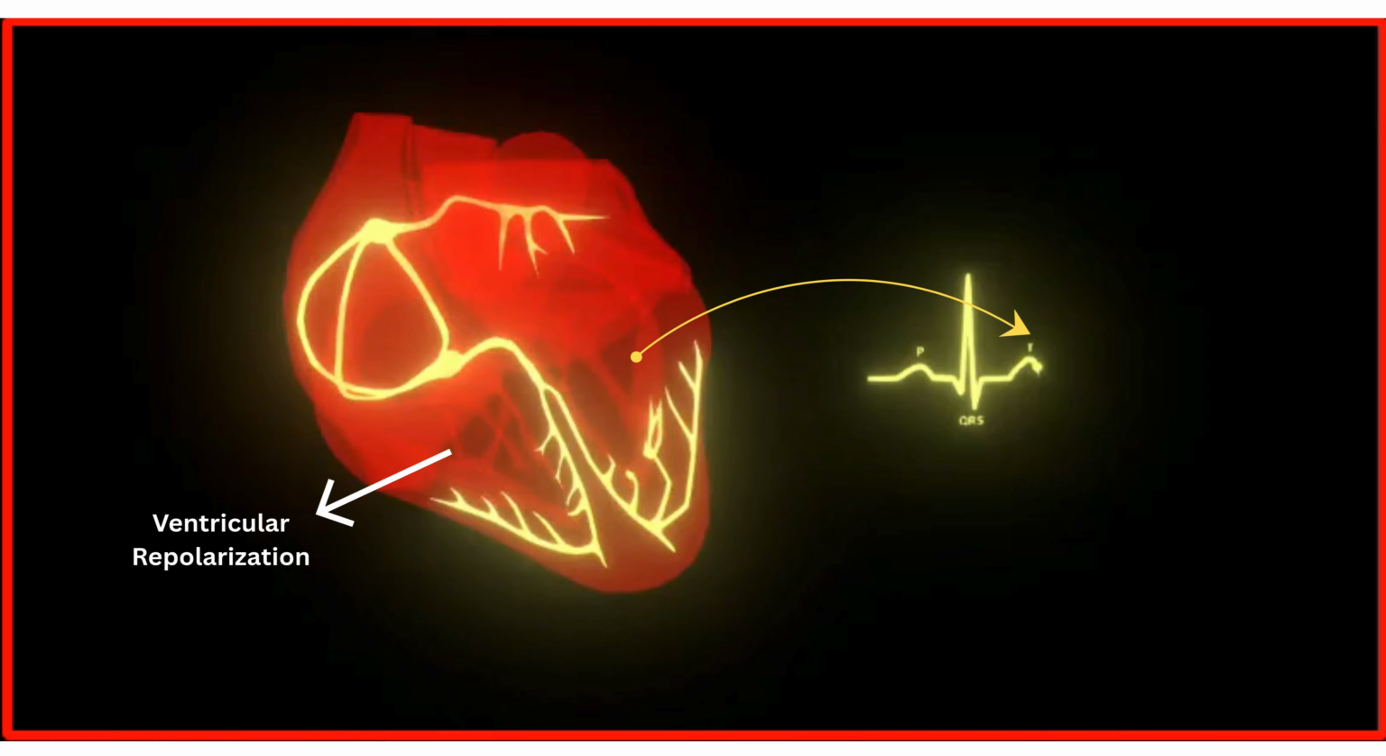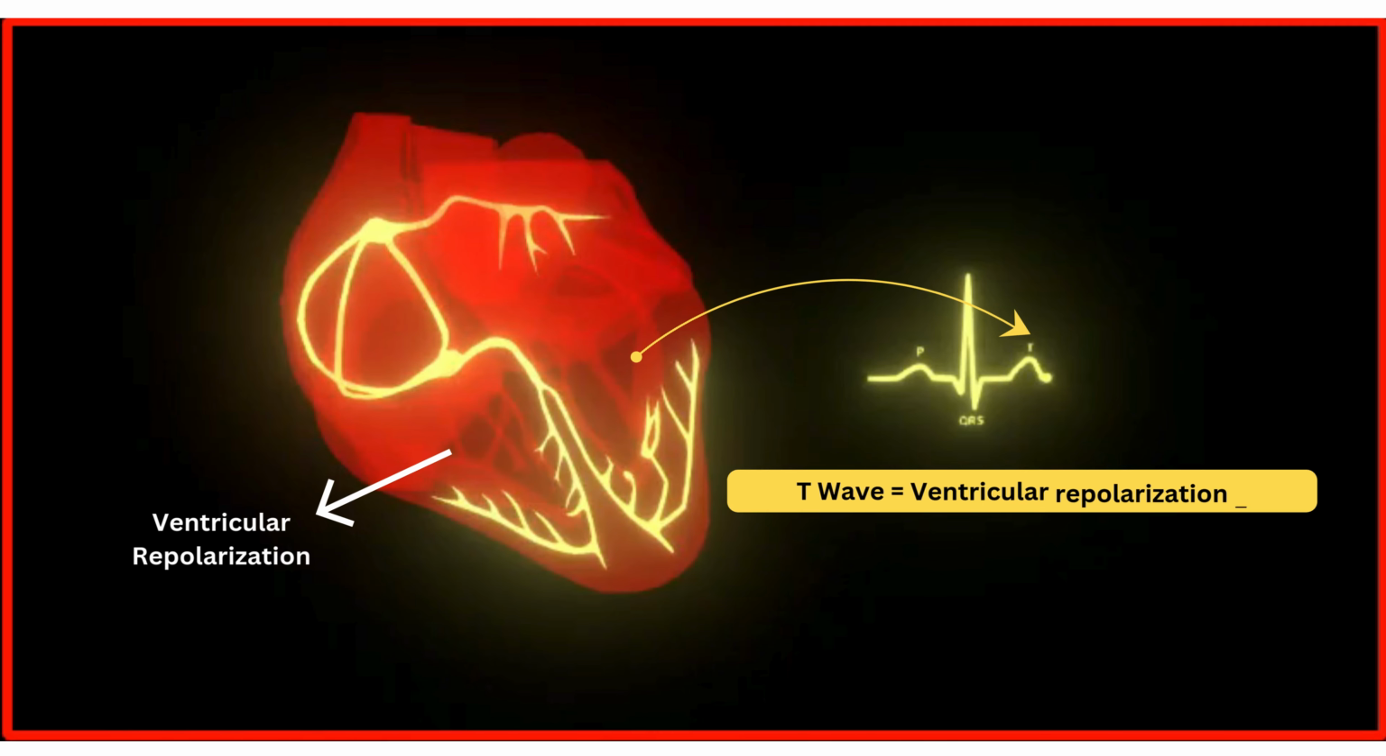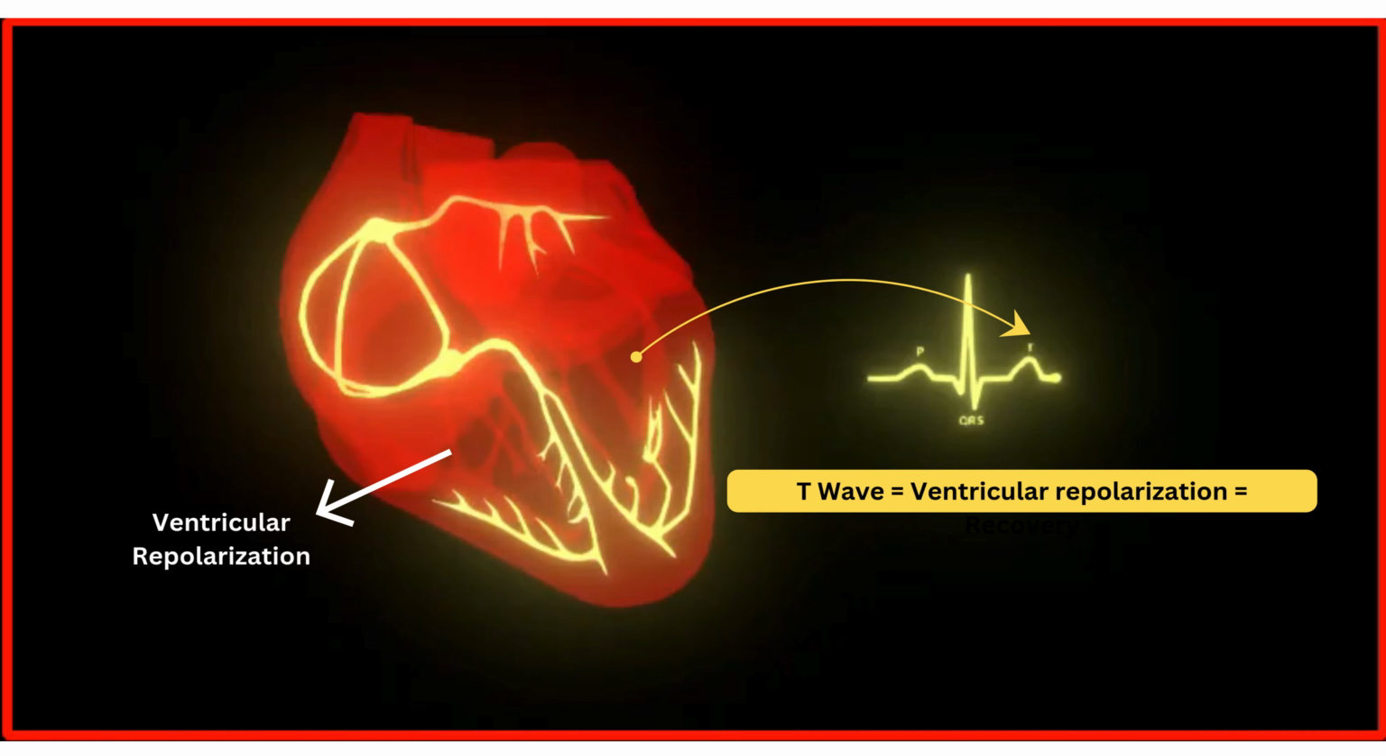It's important to understand that repolarization is an active, energy-dependent process, not just passive relaxation. Thus, T wave equals ventricular repolarization equals recovery and readiness for next beat. Abnormalities in the T wave, such as inversion, flattening, or peaking, can indicate ischemia, electrolyte disturbances, or other pathologies.